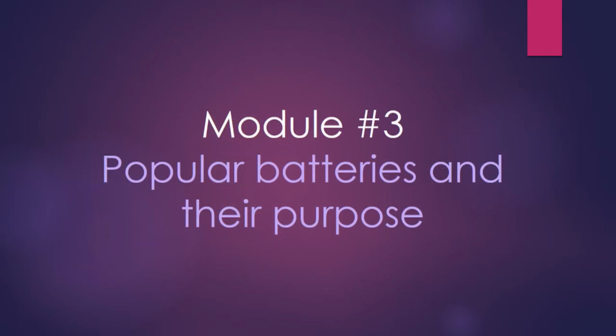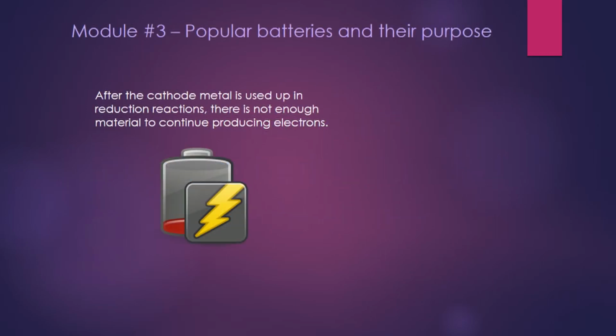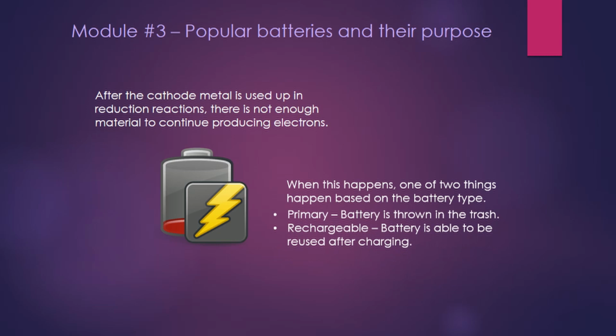Now on to Module 3 that discusses popular batteries and their purpose. As we discussed in Module 2 during the amp hour section, batteries have a limited amount of metal that can be used for chemical reactions. When the metal is used up, one of 2 things happen based on the battery type. The battery is either disposed of properly or it is recharged.